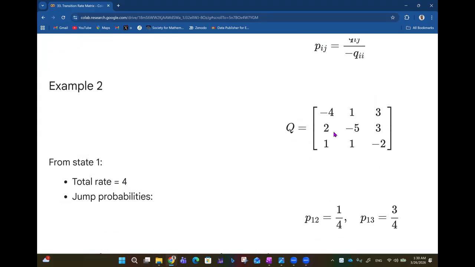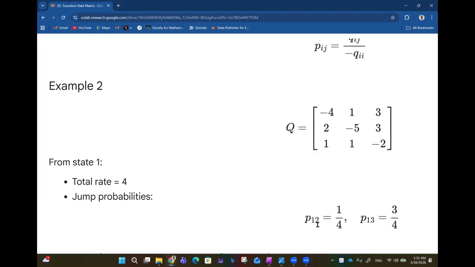The generator matrix is [-4, 1, 3], [2, -5, 3], [1, 1, -2]. First, you want to confirm that it is actually befitting of a generator matrix, because if you add up each row, it should go to 0. Minus 4 plus 1 plus 3 is 0. 2 minus 5 plus 3 is 0. 1 plus 1 minus 2 is 0 also. So if you compute the total rate, that is 4.